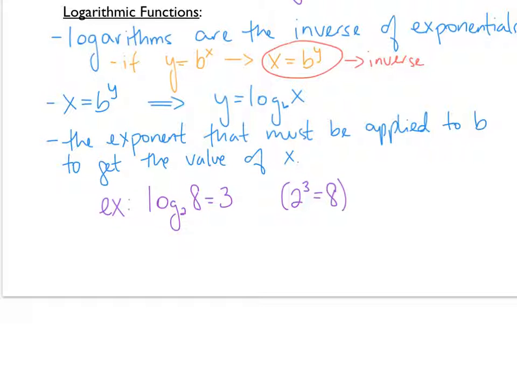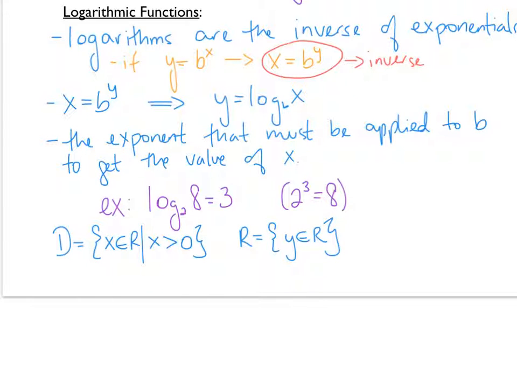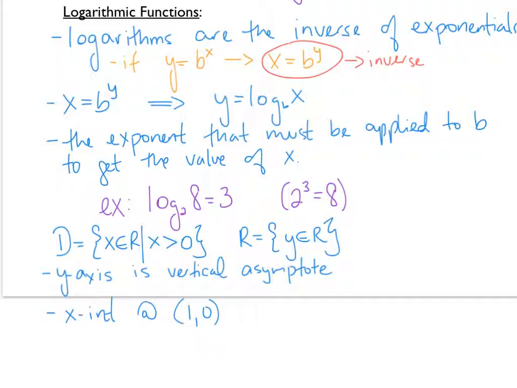So domain, looking at the graph that we graphed above, the domain of a logarithmic function is that x has to be greater than 0, and the range is everything, so y ∈ ℝ, and your y-axis is a vertical asymptote, and we also know that the x-intercept is at (1, 0).